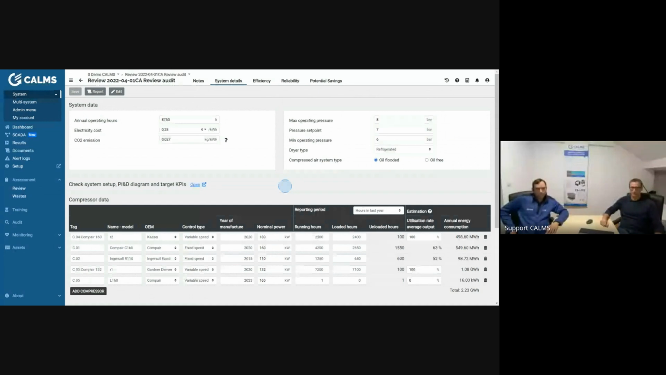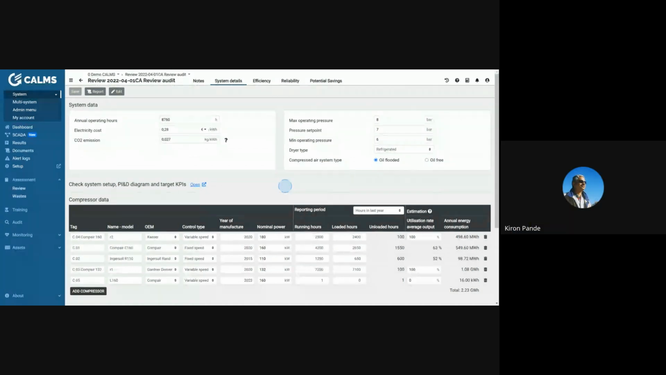So yes, please. I have a small question: when we put in all the data, more or less accurately as the information we know, the CALMS platform can on its own calculate the compressed air cost instead of putting in some value manually.